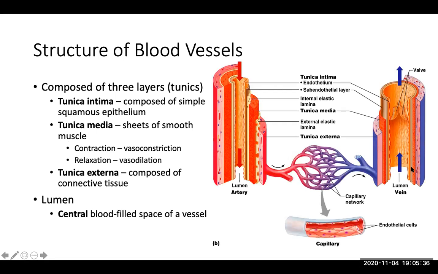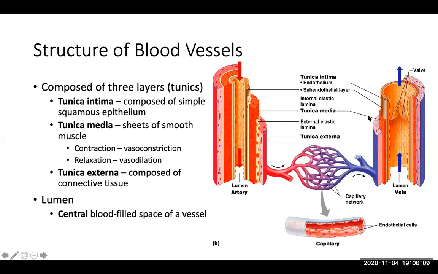Here's the structure of blood vessels. They're composed of 3 layers or tunics. The tunica intima is composed of simple squamous epithelium. The tunica media is the thickest layer in your arteries. This is made up of sheets of smooth muscle that can contract or relax, causing vasoconstriction or vasodilation. And the tunica externa is composed of connective tissue. The lumen is just the central blood-filled space of the vessel where blood will travel through.